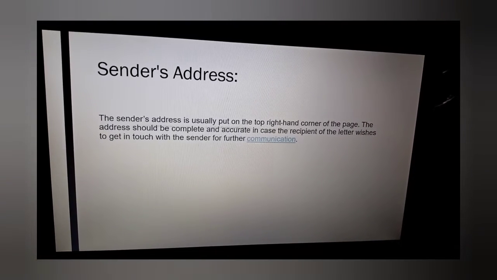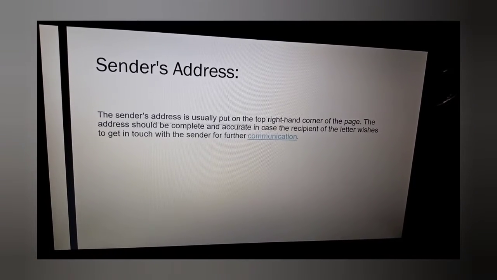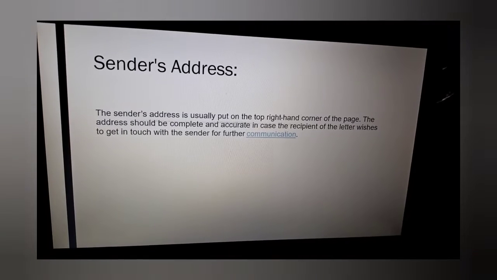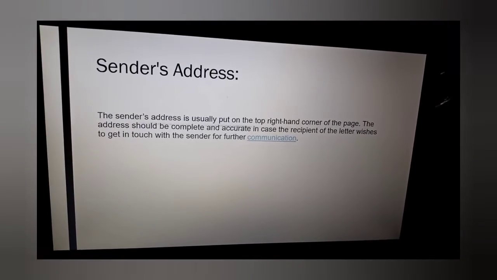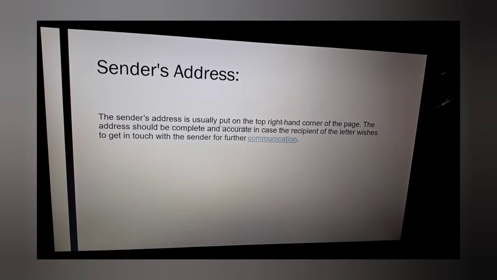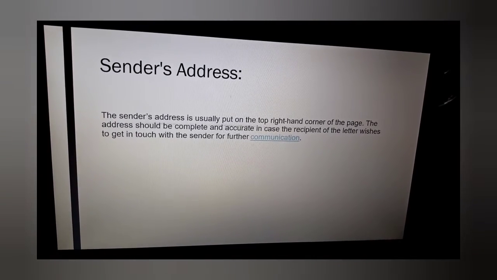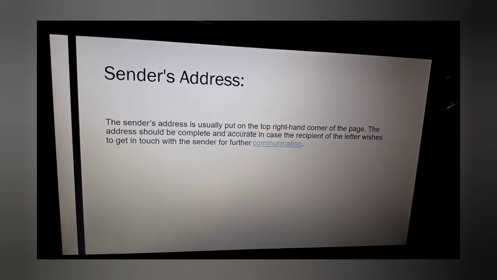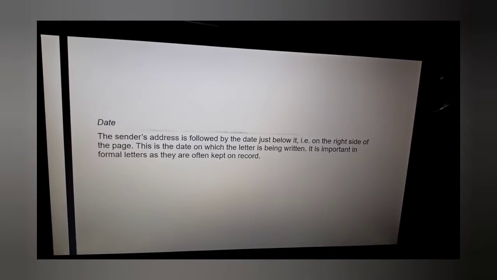What is the sender's address? The sender's address is usually put on the top right-hand corner or left-hand corner of the page. The address should be complete and accurate in case the recipient of the letter wishes to get in touch with the sender for further communication.